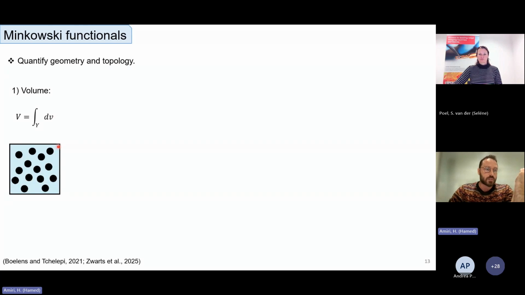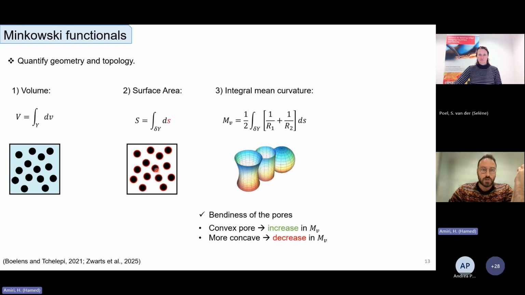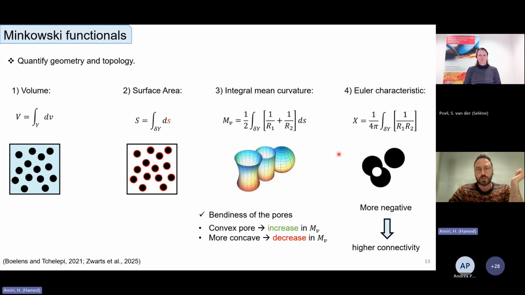The first one is volume, which shows the volume of the pores. The second one is the surface area. The third one is called integral mean curvature, which shows the bendiness of the pores. For example, if you have more convex pores, you will see an increase in the mean curvature, and if you have more concave pores, the integral mean curvature will decrease. The fourth Minkowski functional is called the Euler characteristic, which shows the connectivity of your pores. A more negative value of the Euler characteristic shows higher connectivity.